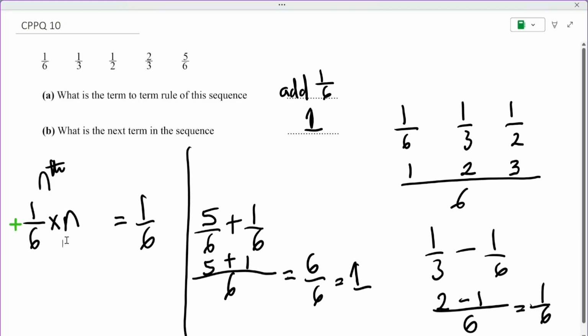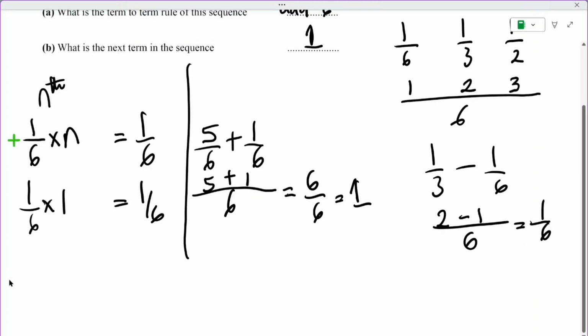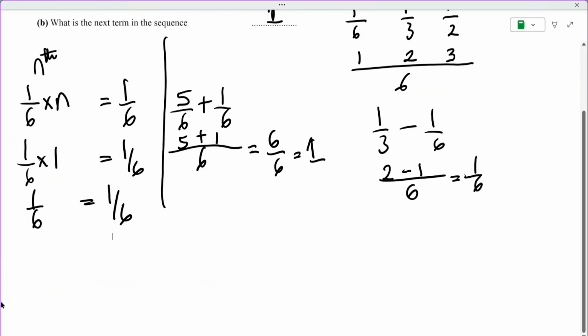Now, since n for the first term is 1, that means you change n to 1. Therefore, we have 1/6 times 1, with a space, should equal 1/6. 1/6 times 1 is 1/6. So you see that 1/6n would give you 1/6 without adding anything to it. So this means 1/6 plus 0 will give you 1/6. Or you can say we don't have to add anything to this 1/6 to get this 1/6 here. So the formula for the nth term is 1/6 n.